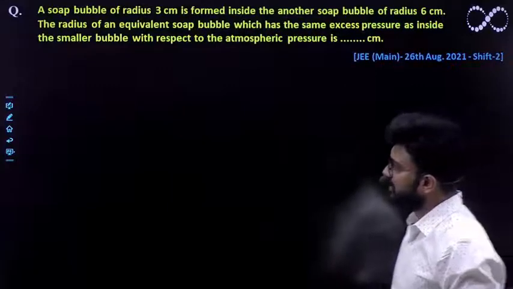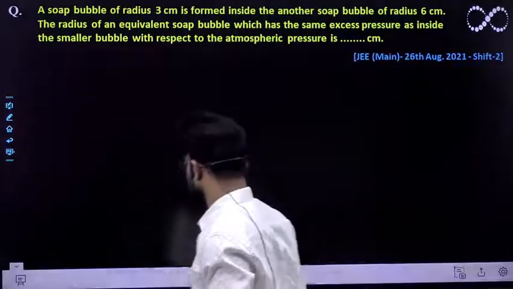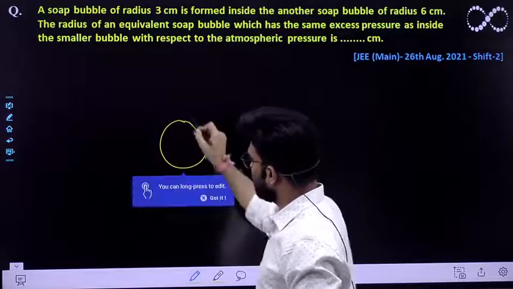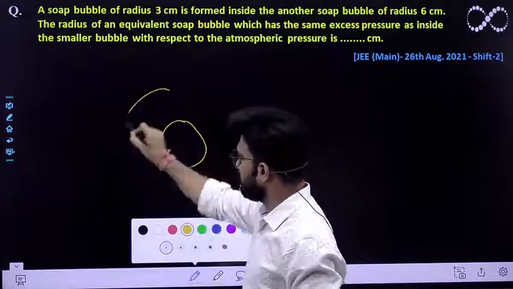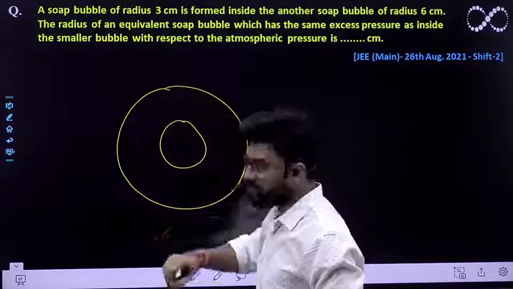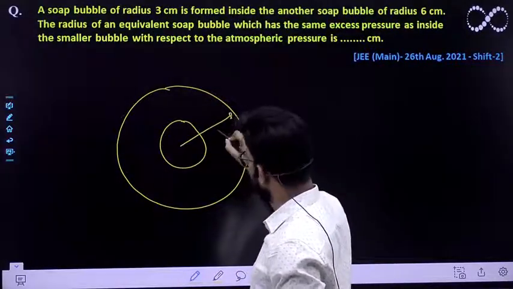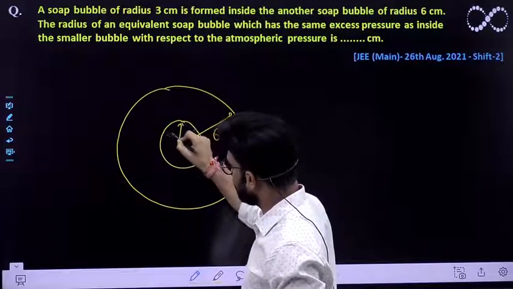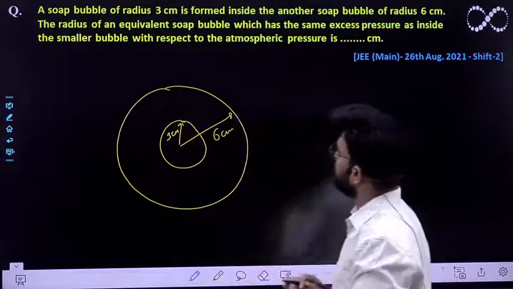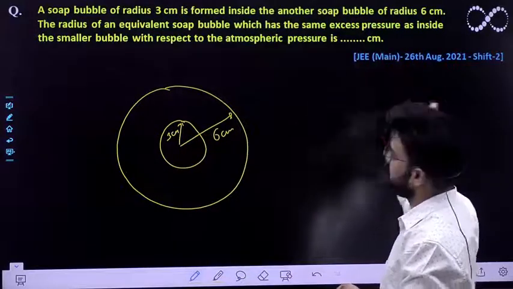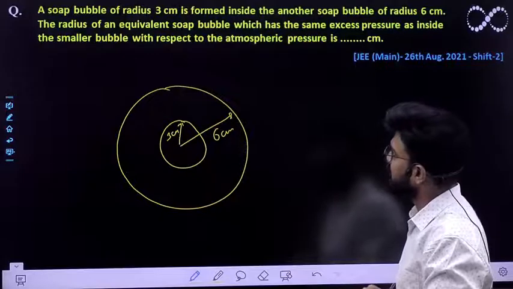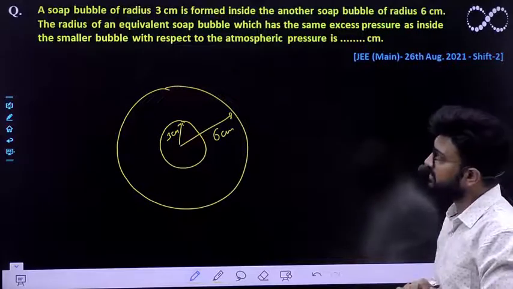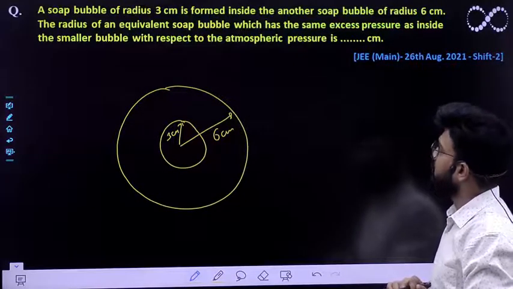So you can visualize this question as a soap bubble just like this. This smaller soap bubble is in the bigger soap bubble of radius 6 centimeter. So this outer radius is 6 centimeter and the smaller soap bubble has a radius of 3 centimeter, formed inside another soap bubble of radius 6 centimeter. So the radius of an equivalent soap bubble which has the same excess pressure as inside the smaller bubble with respect to the atmospheric pressure is.